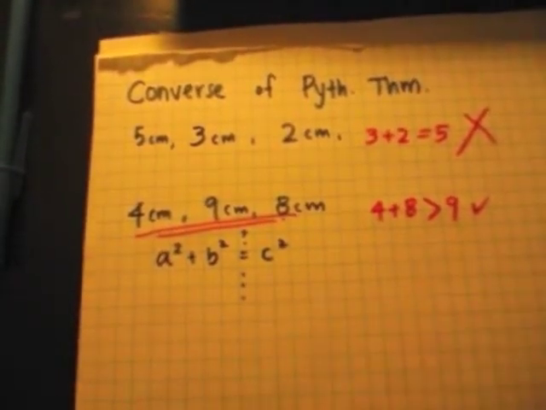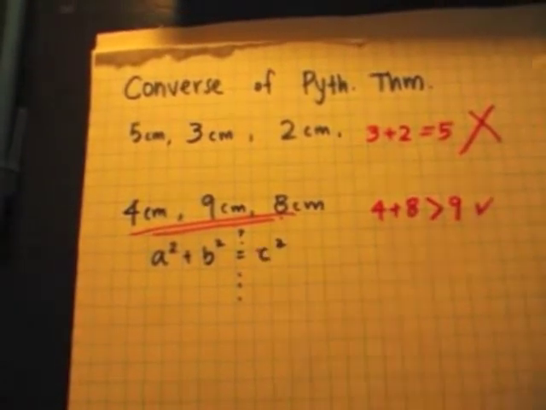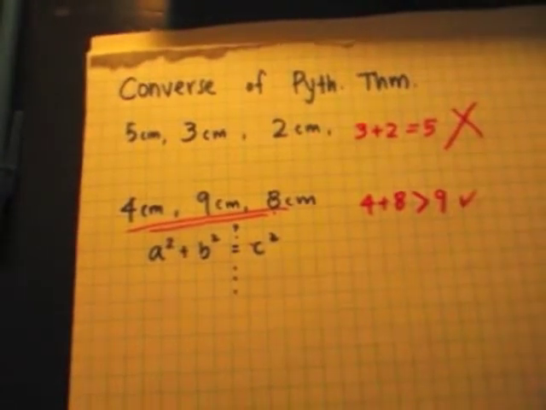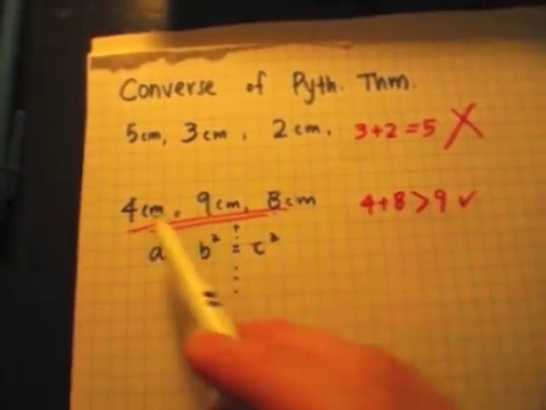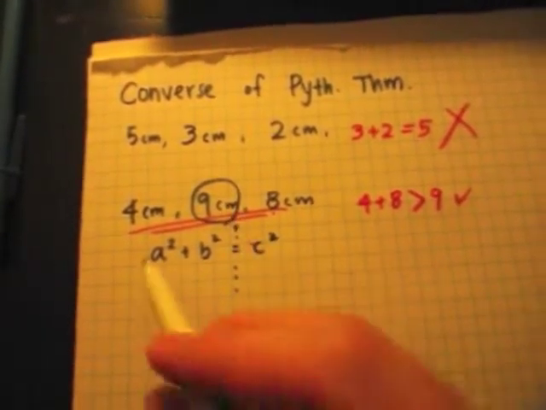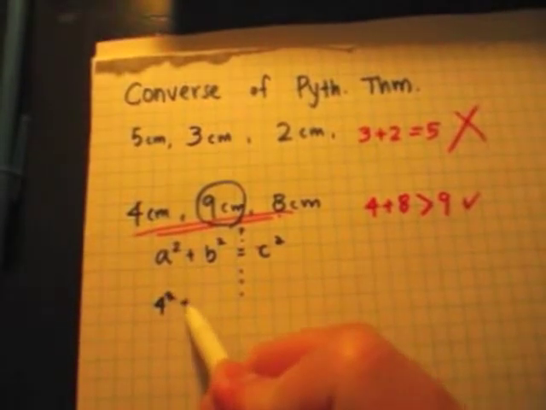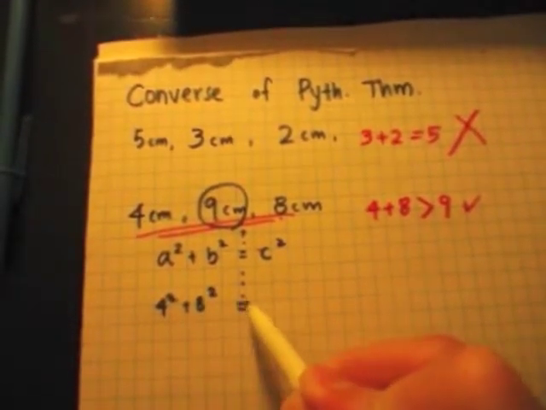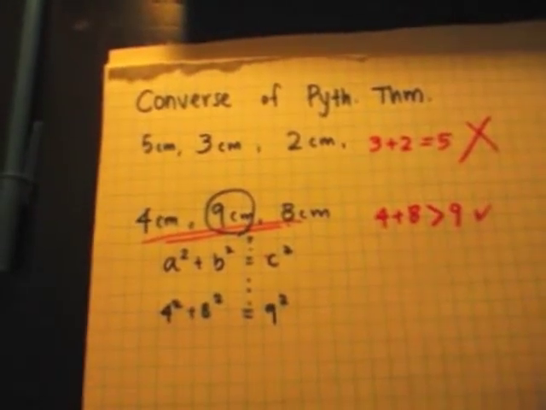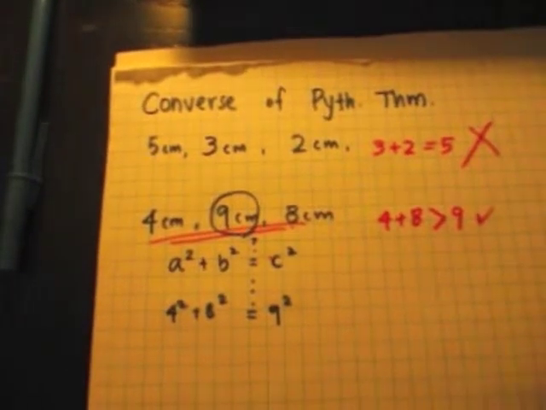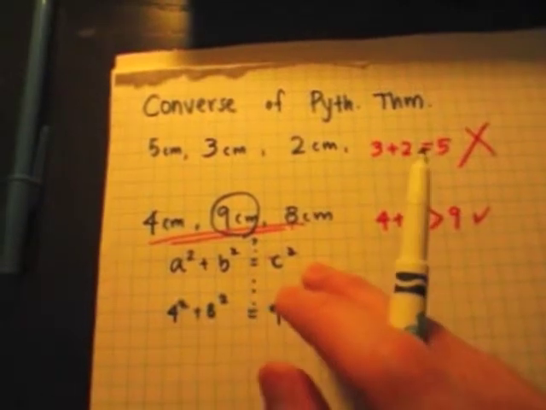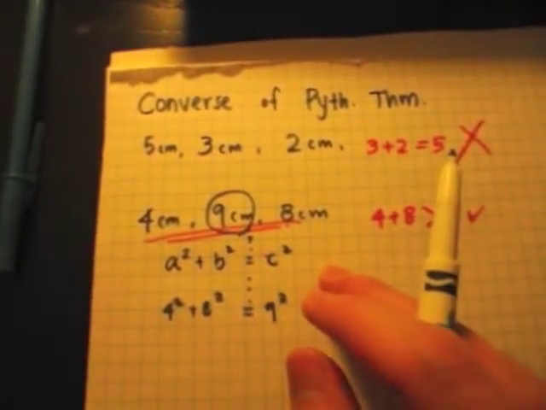Now the question is, what kind of triangle does it make? And that's where the Pythagorean theorem comes into play. You set up the Pythagorean theorem. You substitute for your dimensions here. Remember, the biggest side is going to be your hypotenuse. So you set up your equation. 4 squared plus 8 squared is equal to 9 squared. So that's what you want to check. Is it equal to 9 squared? Is a squared plus b squared equal to c squared? Is it greater than c squared? Or is it less than c squared?